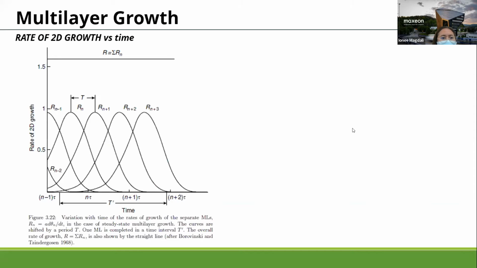So there's another graph here, again taken from our textbook, figure 3.22. This is the representation of the variation with time of the rates of growth of the separate monolayers. In this case, this is the case of steady state multilayer growth. The curves are shifted by a period of t, represented here. Once the monolayer is completed in a time interval t prime, the overall rate of growth is represented here, and it's also shown by the straight line, which is R equal to the summation of R sub n.